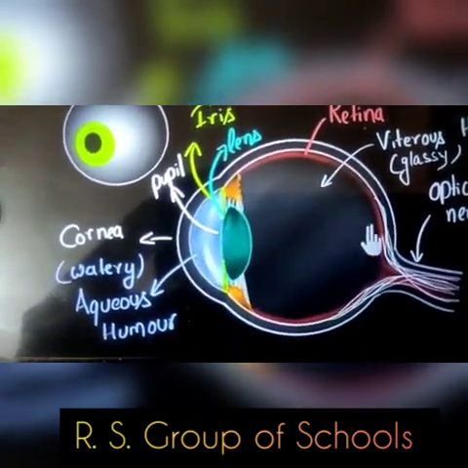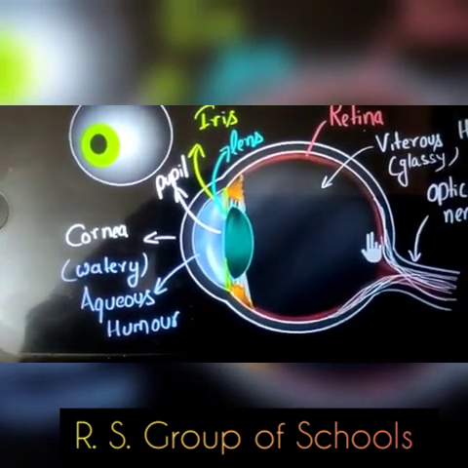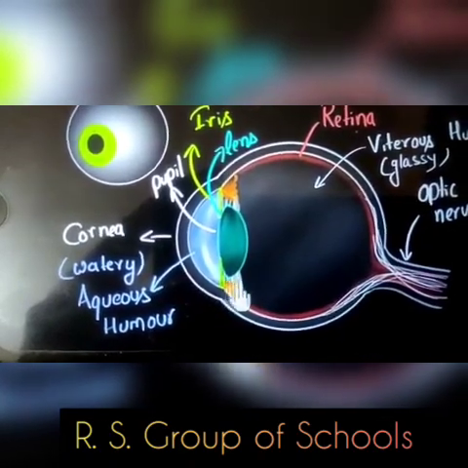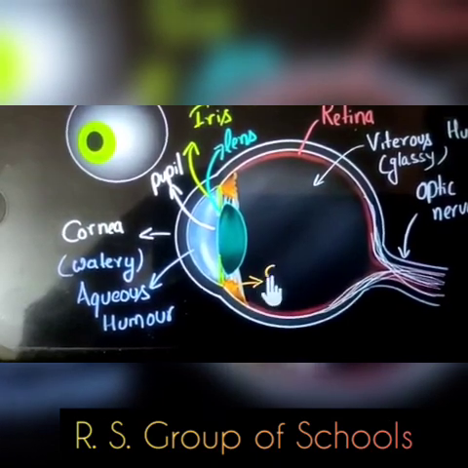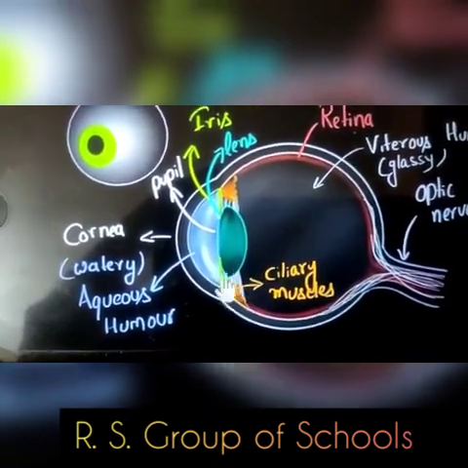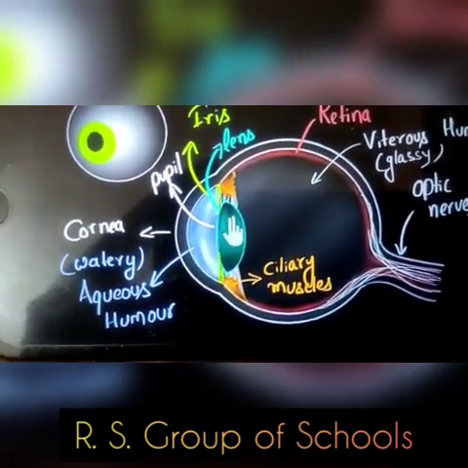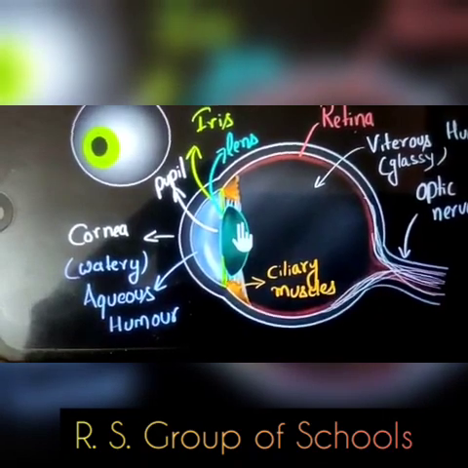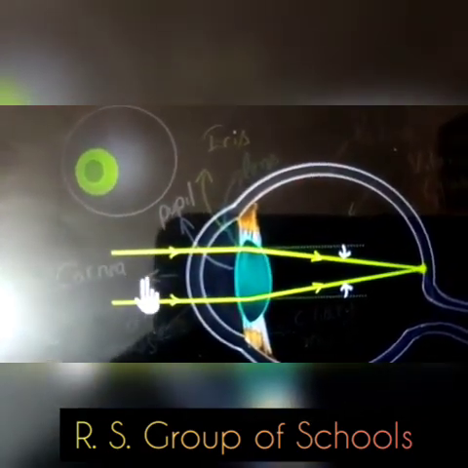The lens is adjusted in the eyeball through various muscles. These ones are called ciliary muscles. The function of these muscles is to change the convexity of the biconvex lens of the eyeball. Now we will discuss how images are formed.